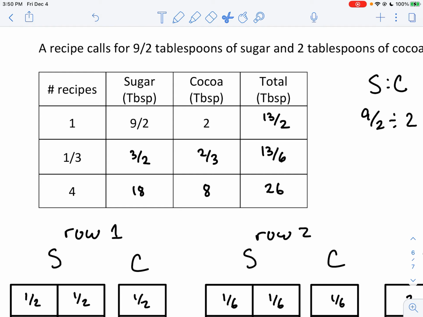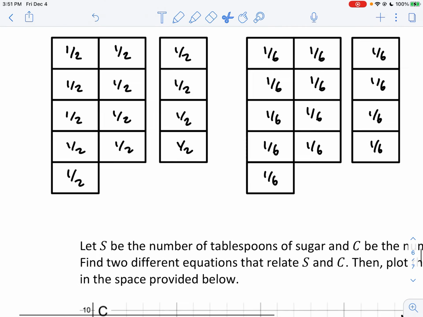And if you want to do 4 batches of this recipe, then you just got to multiply all of these by 4, right? Multiply 2 by 4, you get 8. Multiply 9/2 by 4, you'll get 36/2, which is 18. Add those together, you get 26 total tablespoons. So you could really just use tandem scaling. The number of recipes helps you see how to scale it. To go from 1 to a third, you multiply by a third. Right? To go from 1 to 4, you multiply by 4. So tandem scaling would easily fill in this table.